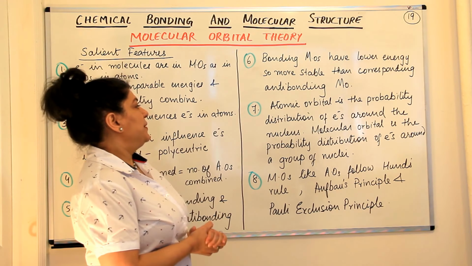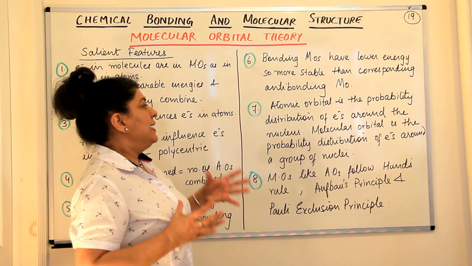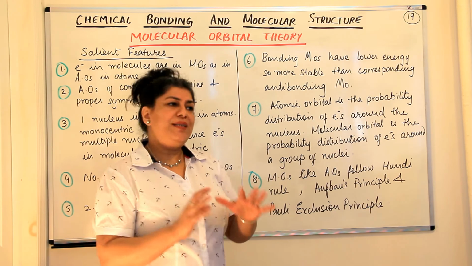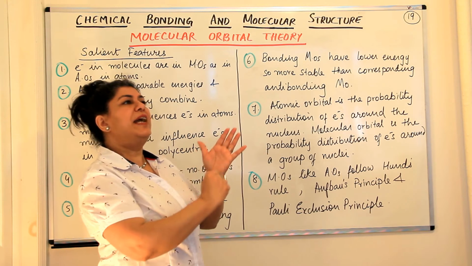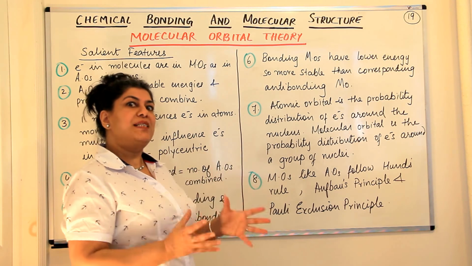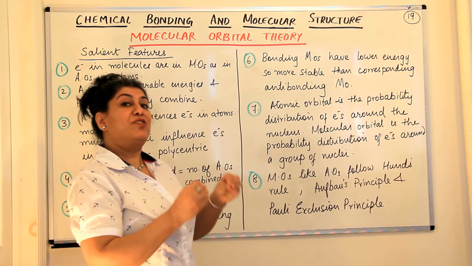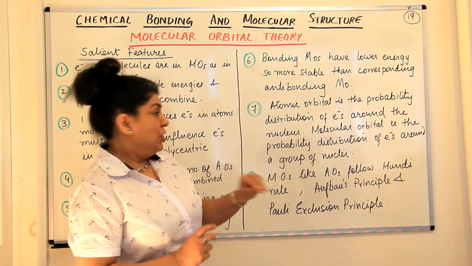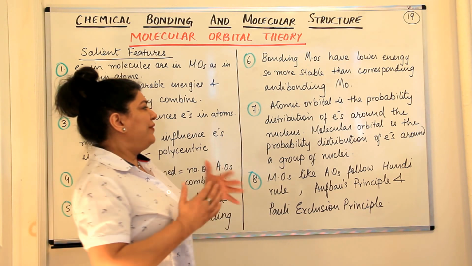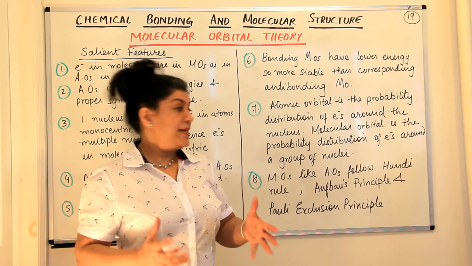The seventh point here is that an atomic orbital is the probability. How do you define an atomic orbital? We say an atomic orbital is the area or the region in space around the nucleus where there is maximum probability of finding the electrons of that energy. So we say atomic orbital is the probability distribution of electrons around the nucleus.